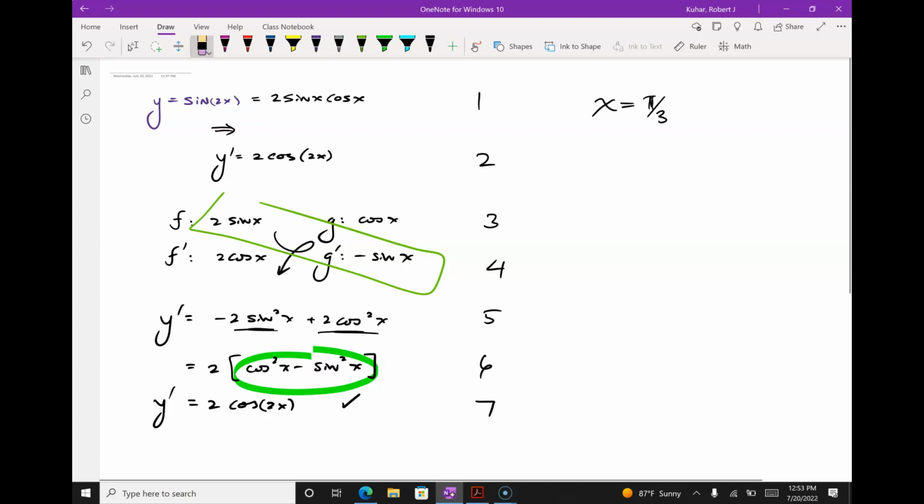So I have to find a y value. How do I find that? Yeah, plug it into the original function. Sine of 2 times pi over 3. That's the same as sine of pi over 3 in magnitude, positive, which is square root of 3 over 2.